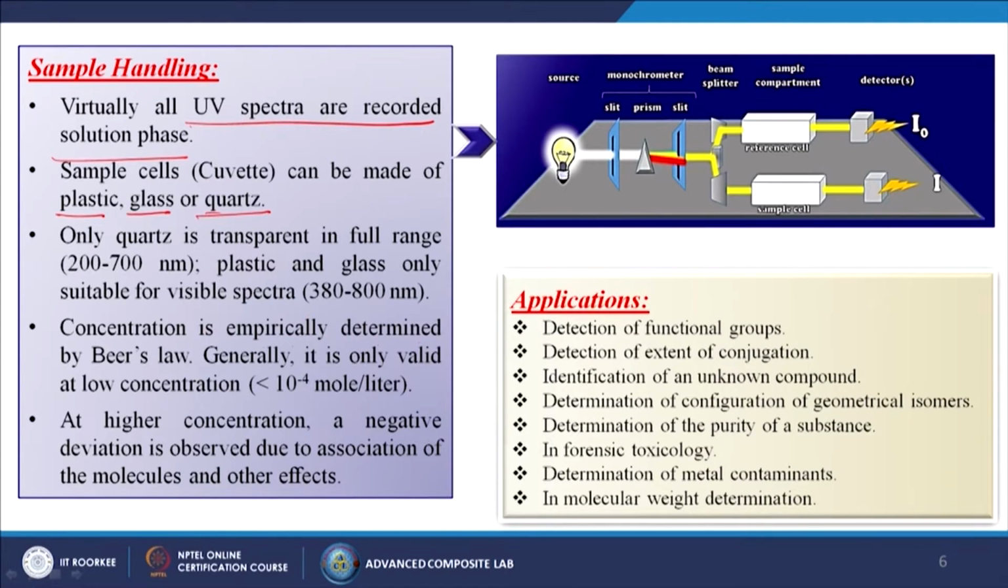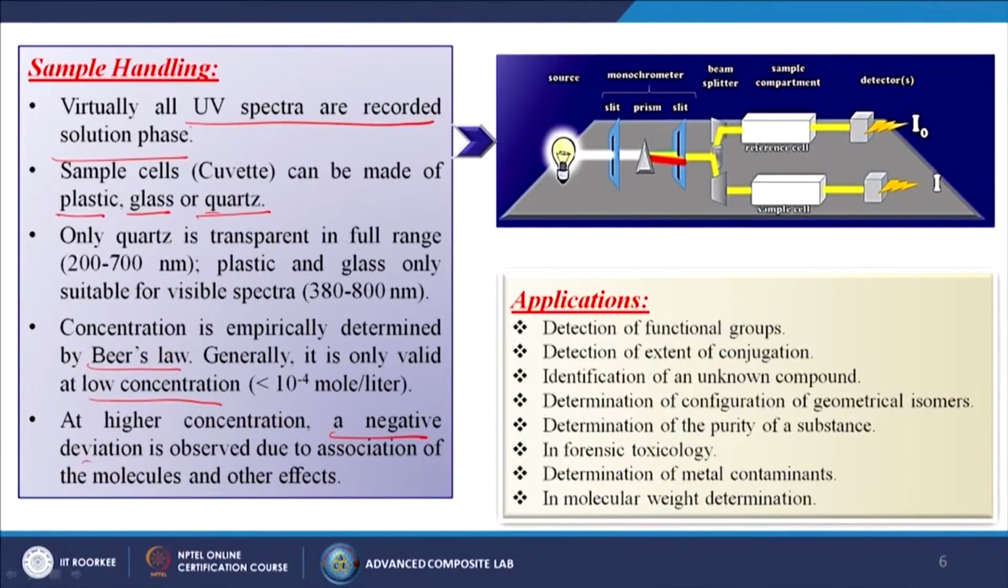Concentration is empirically determined by Beer's law. Generally it is only valid at low concentrations, less than or equal to 10 to the power minus 4 mole per liter. At higher concentrations, negative deviations are observed due to association of the molecules and other effects. So, this is the whole procedure.